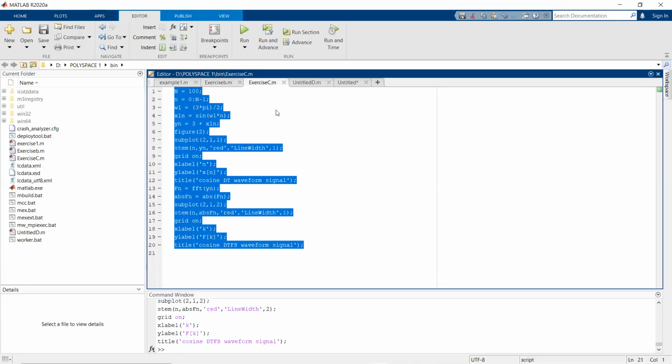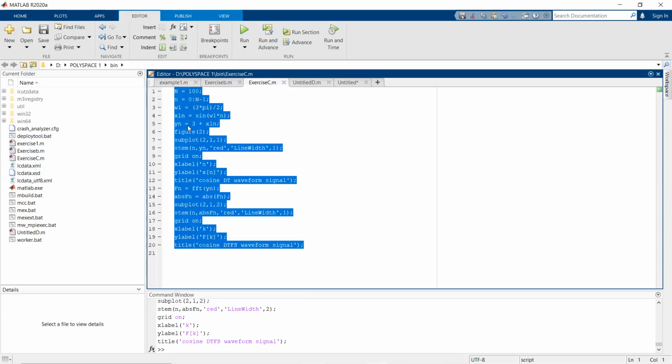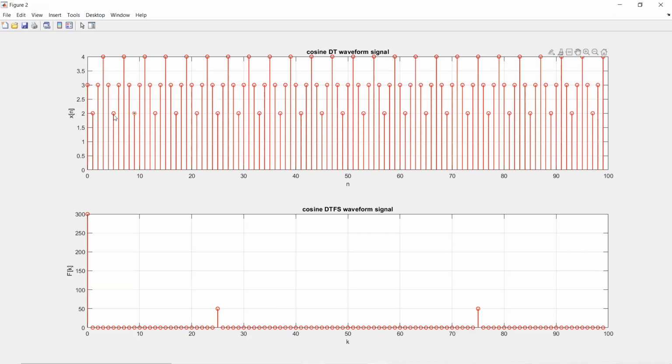The third question is also the same, so we will directly see the result. The DT waveform is from 0 to 4, all positive. For the DTFS waveform, only a few signals have a result, which are at 0, 25, and 75. The other signals are equal to 0. So let's proceed to the next question.